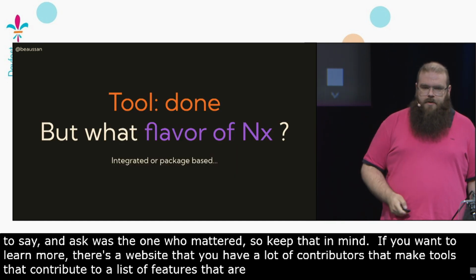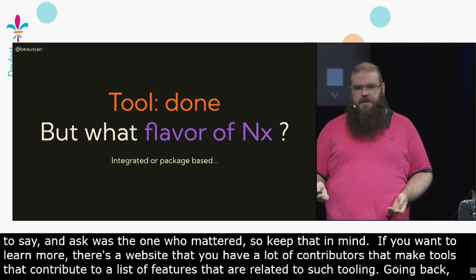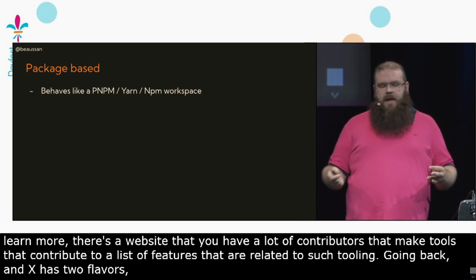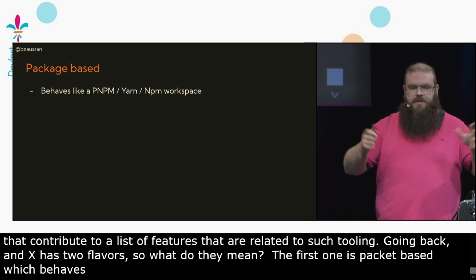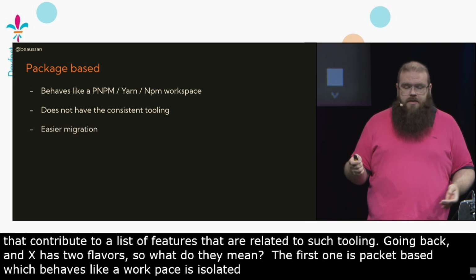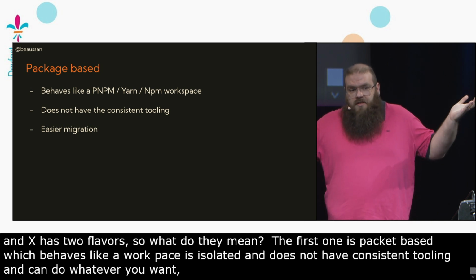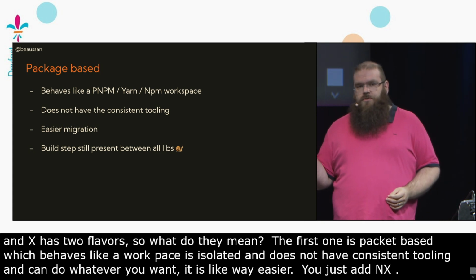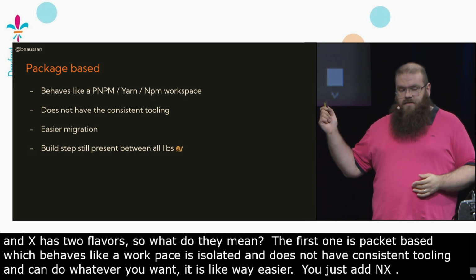Going back to NX, right? NX has two flavors: package-based and integrated. So what the hell do they mean? The first one is package-based, which behaves like a pnpm/yarn/npm workspace. You just have packages that are isolated. It doesn't have consistent tooling. You can do whatever you want. The migration is way easier. You just add an nx.json and you're done, basically. But there is still a step between all the libraries, which is the thing we wanted to avoid. Because remember, the 5 minutes reload time, this was because of that.